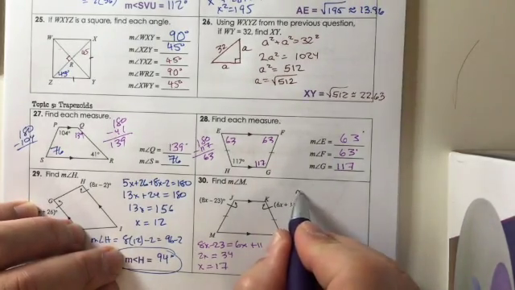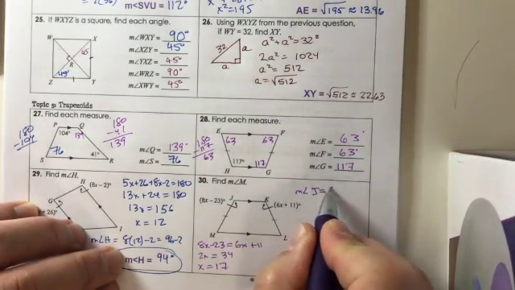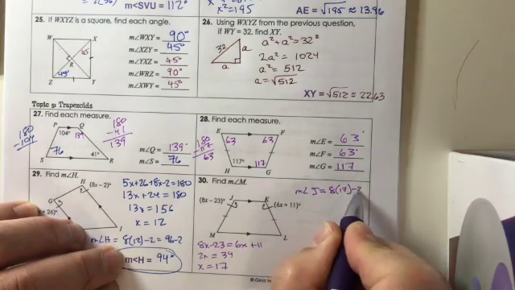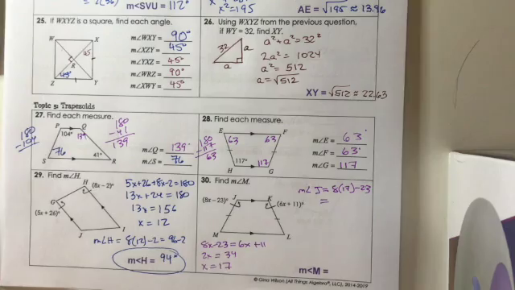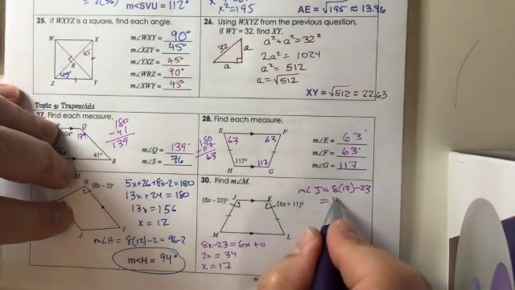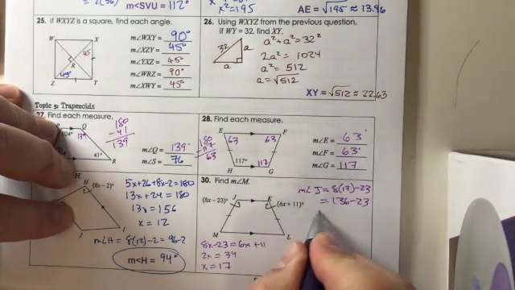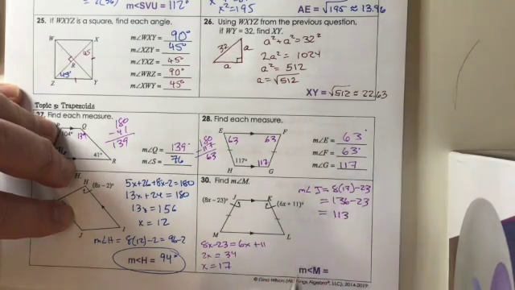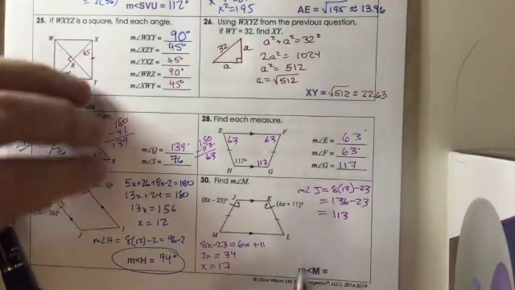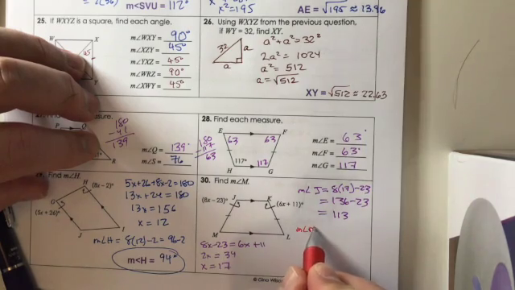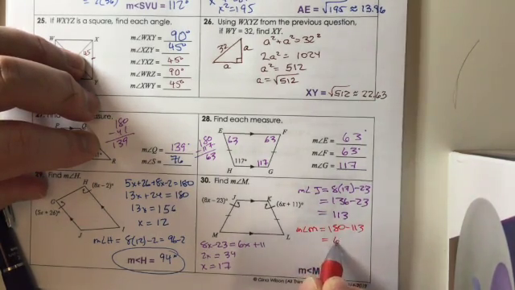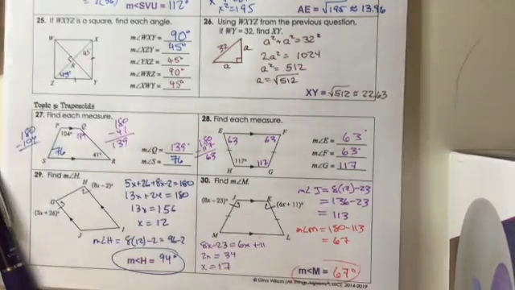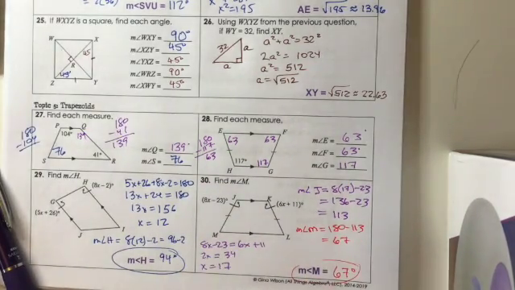So I'll say the measure of angle J equals 8 times 17 minus 23. 8 times 17 is 136. Minus 23 equals 113. But I need angle M. Measure of angle M equals 180 minus 113 equals 67. So M is equal to 67. That takes care of the first 3 pages of the review.